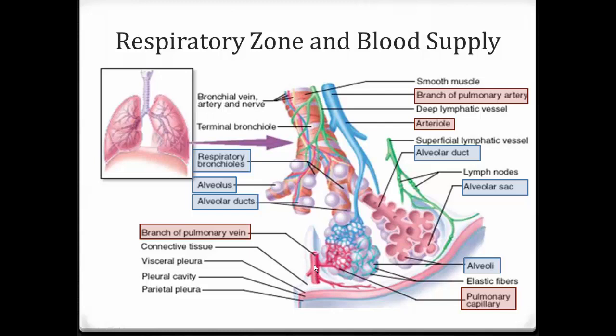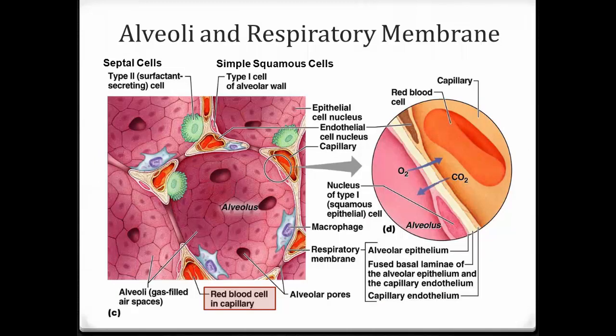But there's also another circulation through the lungs, and that's the bronchial veins and arteries. And so these are here to supply the bronchioles themselves with oxygen. So the bronchial artery actually branches off of the aorta and then travels and delivers blood and oxygen to the bronchioles and other larger structures within the lungs.